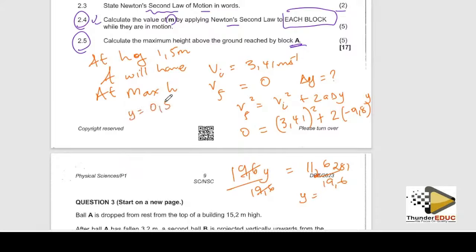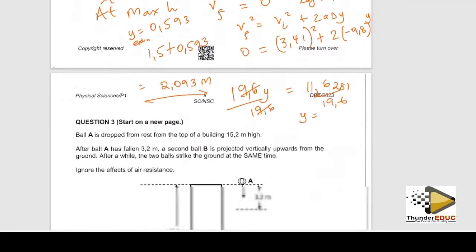Okay, 0.593. So which means this is the extra distance that the block moves upwards before it reaches the maximum height. Now, since the question is asking for the maximum height above the ground, then we're going to get our 1.5 plus the 0.593. And then that's going to give us 2.093 meters or 2.09 meters. Okay, so that is question number 2. Let's look at question number 3.